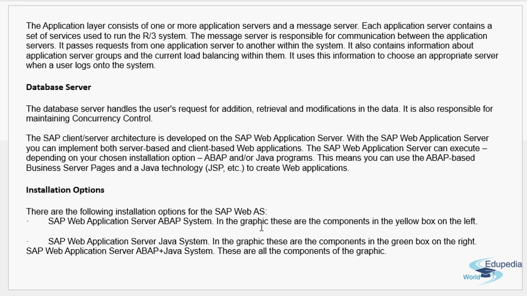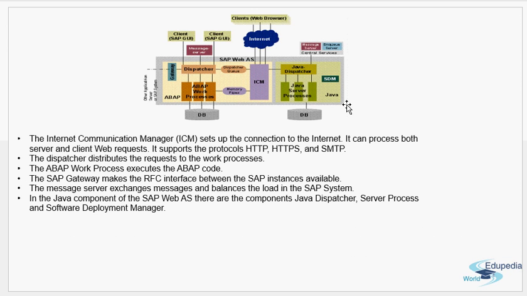So we have installation options: the SAP Web Application Server ABAP system, with the graphics shown on the left; the Web Application Java system, shown on the right side; and the SAP Web Application ABAP plus Java system, with all these components of the graphic. SAP actually started with only ABAP first, so it's only this part. Later the ABAP system was extended to fetch requests from the web also. Then this ICM and the internet came into the picture.